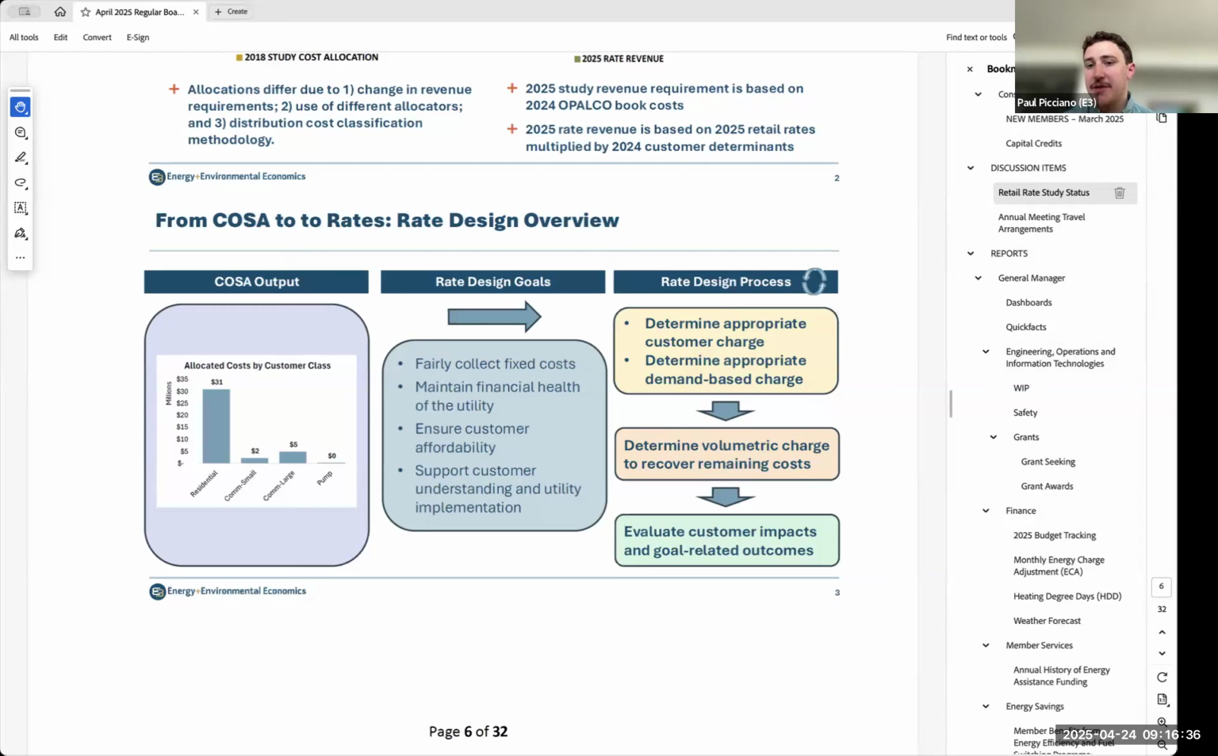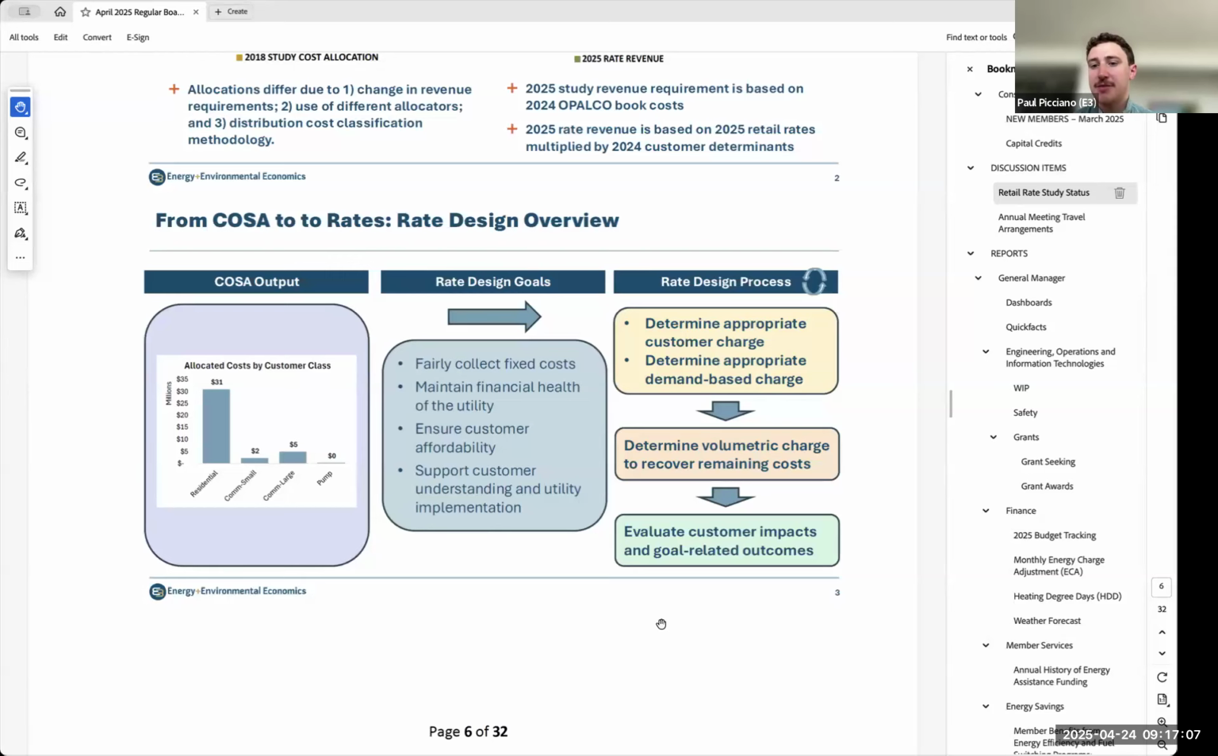There are three components of the rates, broadly. There's a fixed customer charge. There's a demand-based charge that can vary based on your peak load. And then there's a volumetric charge. So one way you can go about this is to think about what would be an appropriate customer charge to apply, and what would be an appropriate demand charge to apply, and then what's the remaining volumetric charge that needs to be assessed in order to recover the remaining costs.